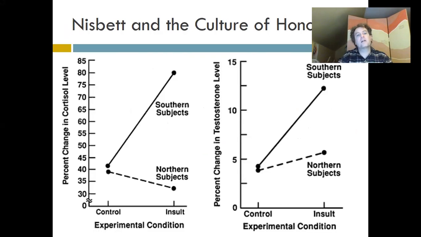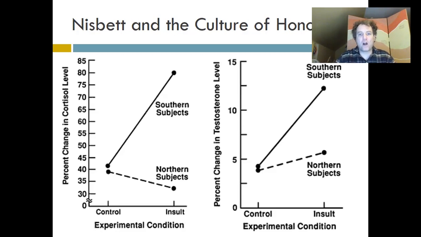When the Southern students get insulted, when they get rudely bumped into, their cortisol level shoots up. But for the Northern students, it doesn't. The control group stays the same for both. But for the Southern students, their cortisol level shoots up, meaning that they're more pumped up, more stressed, more anxious, because they're Southern. What about testosterone? They get insulted again, both Southern and Northern students, but the Southern students now get more of a testosterone kick. Their testosterone levels jump up.